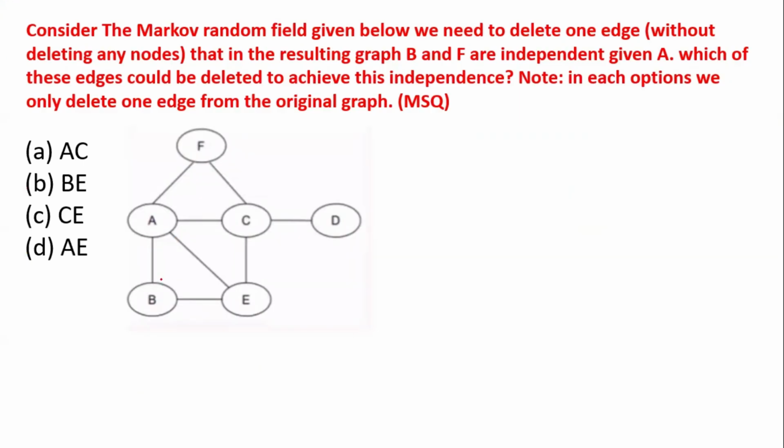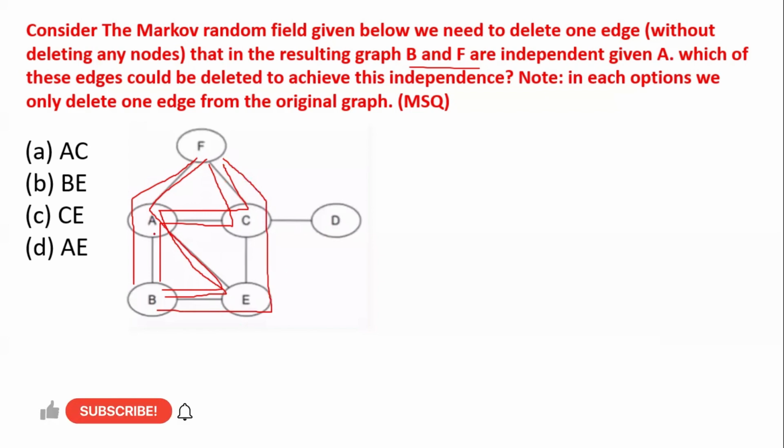Now, B and F. We have to see which nodes they are talking about. B and F. So, what are the paths that are connecting B and F, other than through A? That is one path. That is one path. That is one path. That is another path. Now these are other paths. So that means there are 5 paths by which we can go from B to F. That means by these paths, B and F are connected.